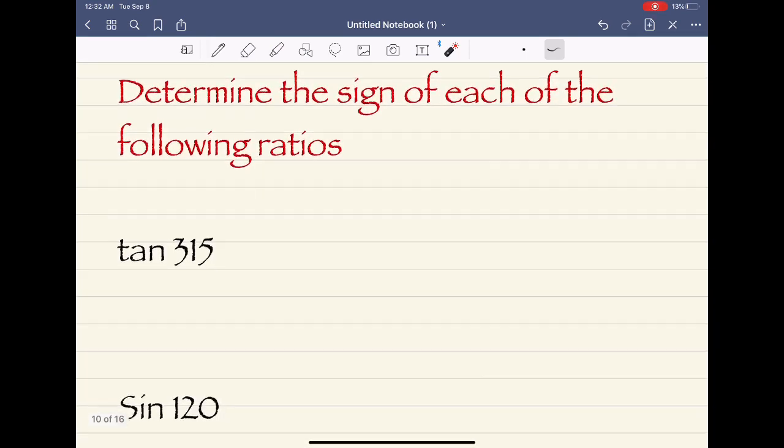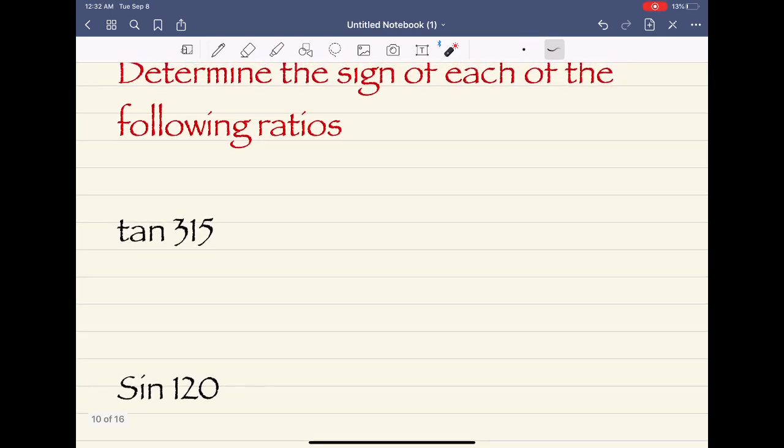Determine the sign of each of the following ratios. At first, tan 315. We know that angle 315 is more than 270 degrees and less than 360 degrees. Therefore, 315 is in the fourth quadrant. And we know that the positive functions in the fourth quadrant are cosine and sec. Then this function is negative.